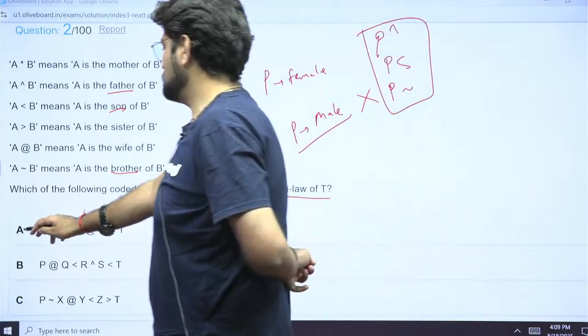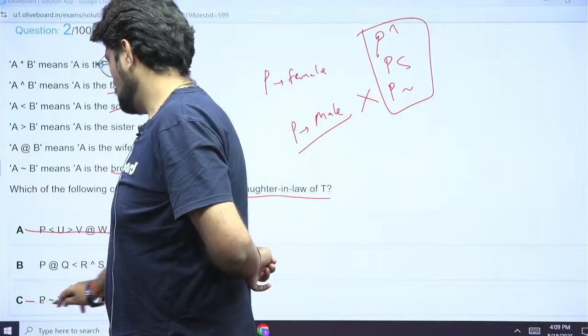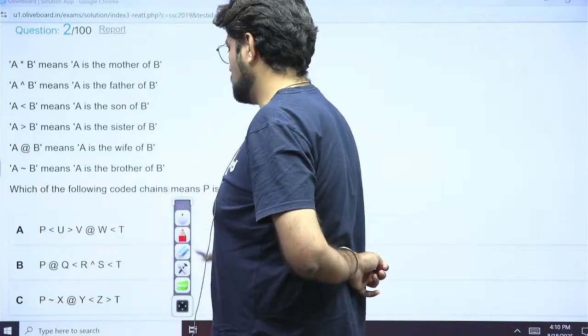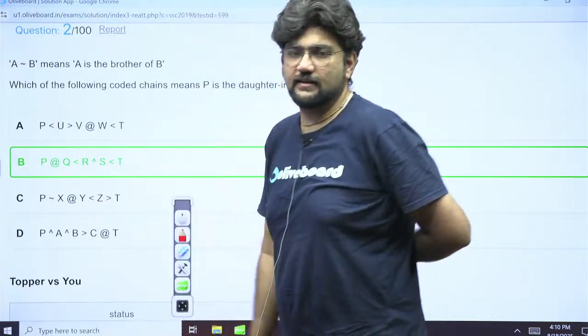Less than sign, this is gone. This sign, gone. And if you look at the fourth option, this exclamation sign, gone. Only option B is the right answer.